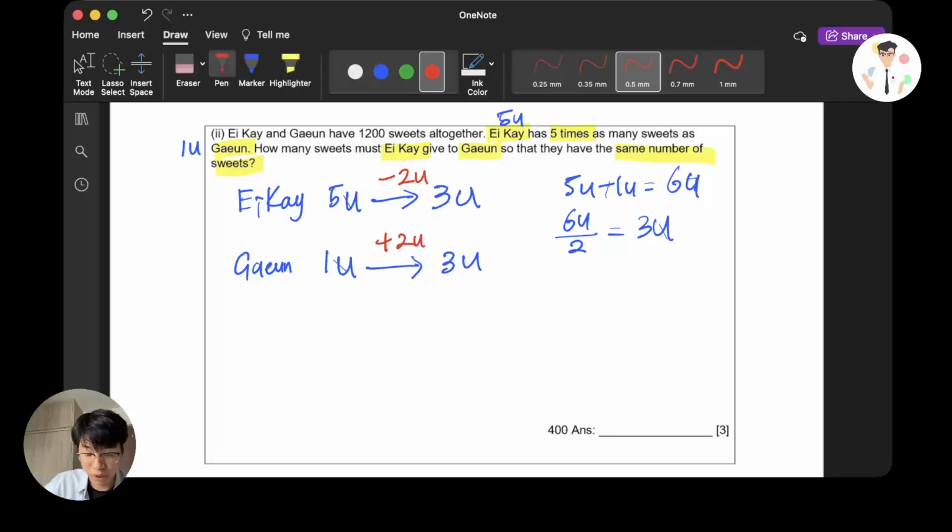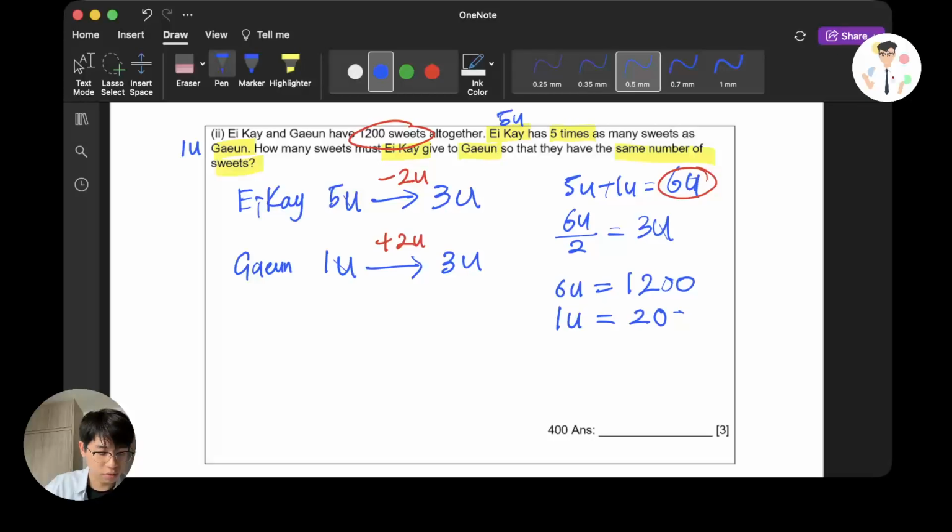So we know that altogether they have 1,200, and it is 6 units. So if 6 units is 1,200, how about 2 units? 1 unit first. 1 unit will be 200 because I divide by 6. Then 2 units, it will be times 2, it will be 400. Okay, so yes, and that's it. Basically, we are done for this question.